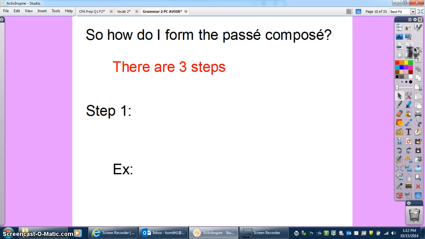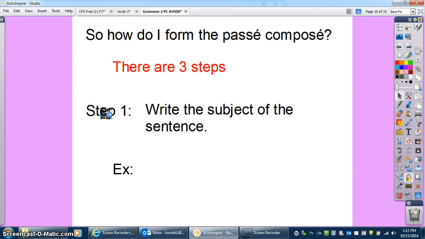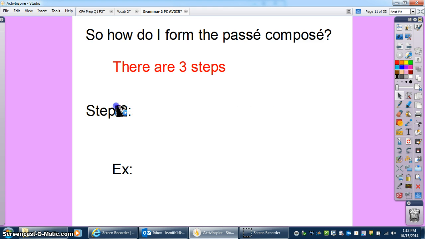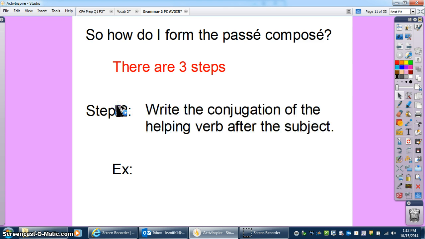So there are three steps to actually forming the passé composé. Step number one, write the subject of the sentence. So who are you talking about? So for example, je. That is your first step. Next, you're going to write the conjugation of the helping verb after the subject. Who remembers what our helping verb is? Right, avoir. So for example, j'ai. Je is our subject. A is our conjugation of avoir, so j'ai. Steps 1 and 2.